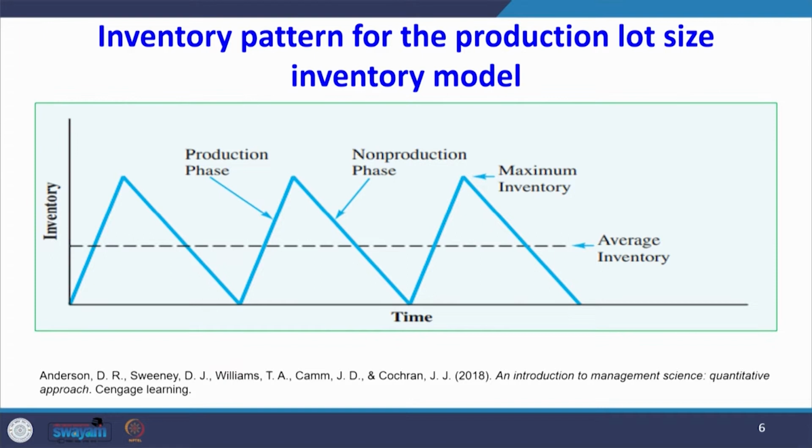So, the inventory pattern for the production lot size inventory model is like this. You see, on the x axis there is time, and on the y axis we are building the inventory. That is the production phase. Once it reaches the maximum level of inventory, we stop the production again, and consumption takes place in the non-production phase. This dotted line shows the average inventory.